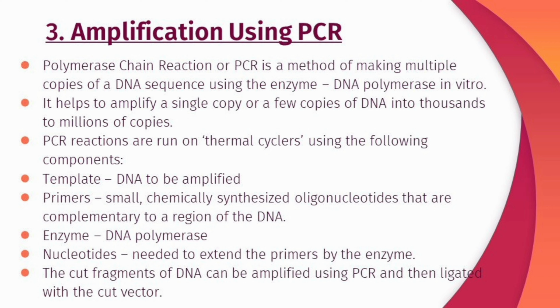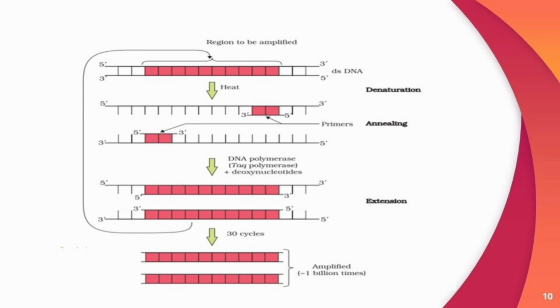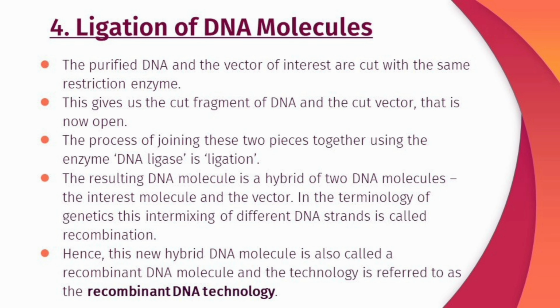Template DNA to be amplified. Primers, small chemically synthesized oligonucleotides that are complementary to a region of DNA. Enzyme DNA polymerase. Nucleotides needed to extend the primers by the enzyme. The cut fragments of DNA can be amplified using PCR and then ligated with cut vector. This is a diagrammatic representation of amplification where it has denaturation, annealing, and extension steps. The fourth step is ligation of DNA molecules.